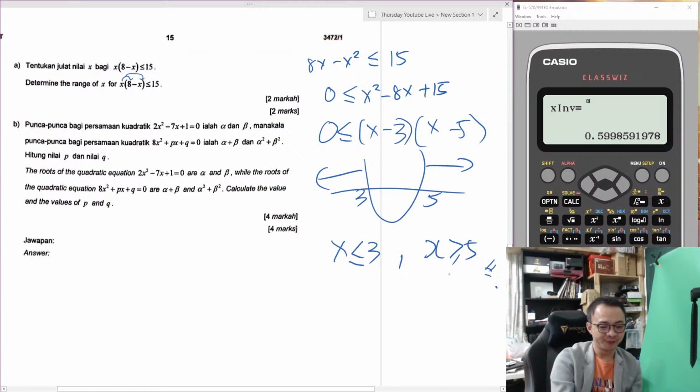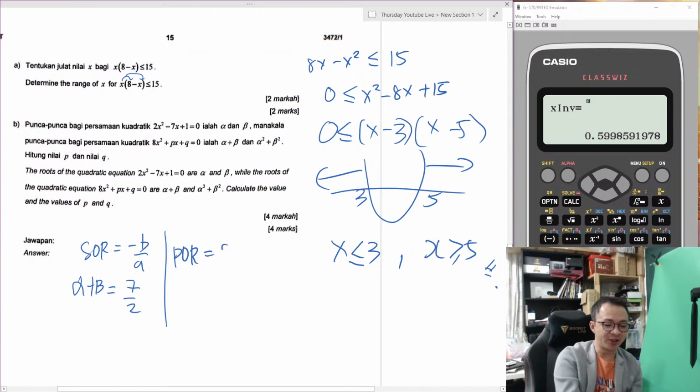Alright, so here we have alpha and beta. I know my sum of roots will be negative b over a. In this case, my sum of roots is alpha plus beta, and negative b over a will be 7 over 2. The product of roots is c over a, so the product of roots, alpha times beta, will be 1 over 2.